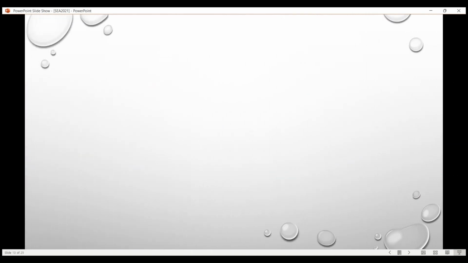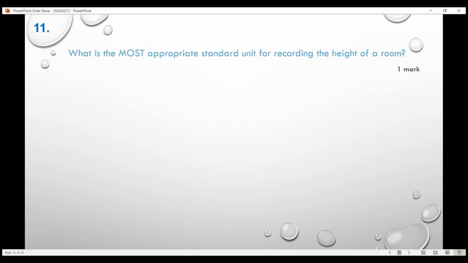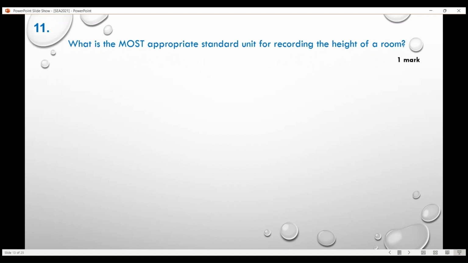Let's now go on to number 11, where in this question, they're asking us what is the most appropriate standard unit for recording the height of a room? If we're measuring the height of the room, could we use kilometers? Kilometers are a very large unit of distance, and that won't be able to fit in the room.